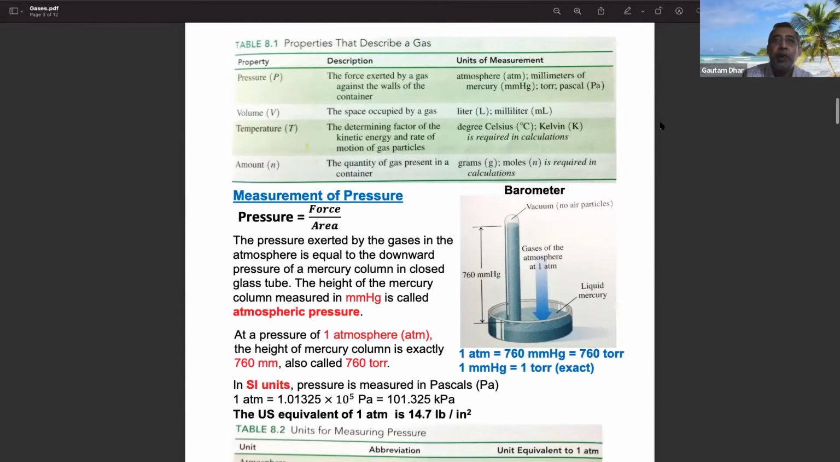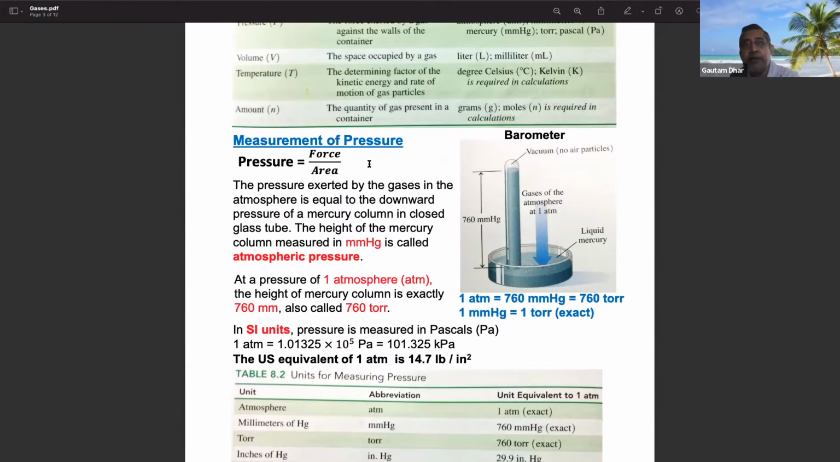Now, as I said, pressure is force per unit area. That means the pressure exerted by the gases in the atmosphere is equal to the downward pressure of a mercury column in a closed glass tube. You can do that with water too. If you fill up a tube and invert it into a trough of water like this, the atmosphere is exerting pressure on the outside, this blue line, and it balances the pressure of this liquid column. For water, this liquid column is about 10.4 meter. Now mercury is very heavy, so if you take mercury, that liquid column is 760 millimeter of mercury, and that balances the atmospheric pressure.